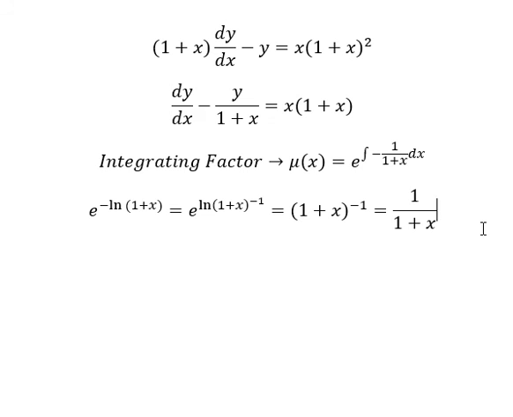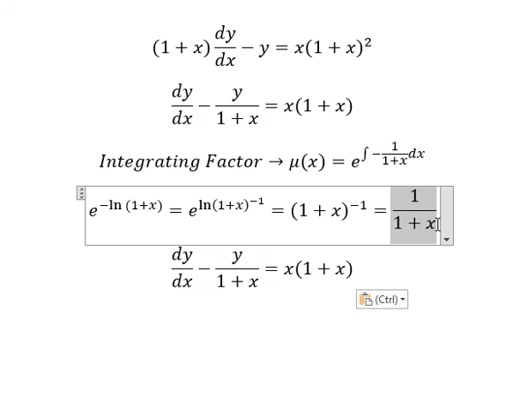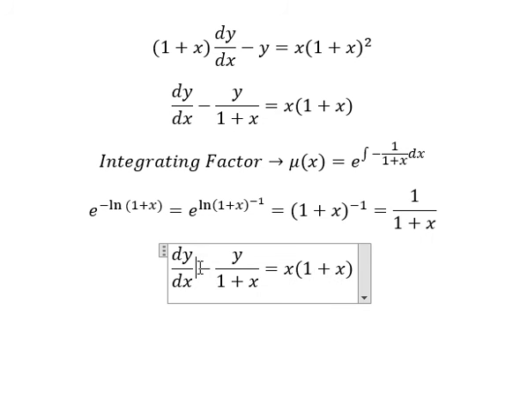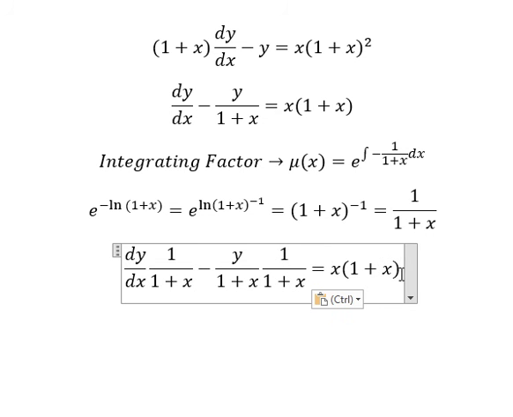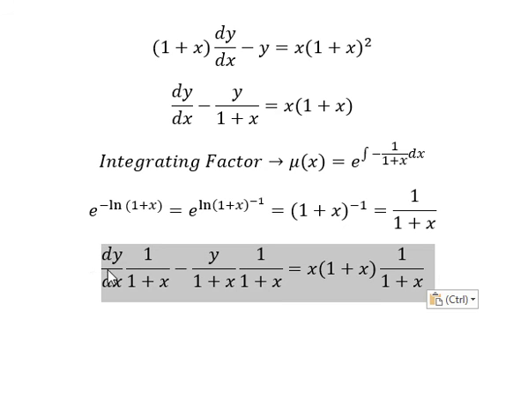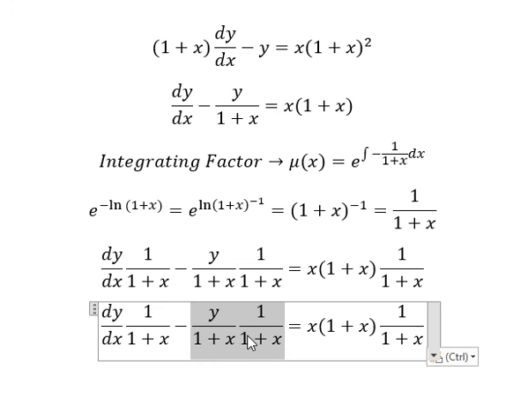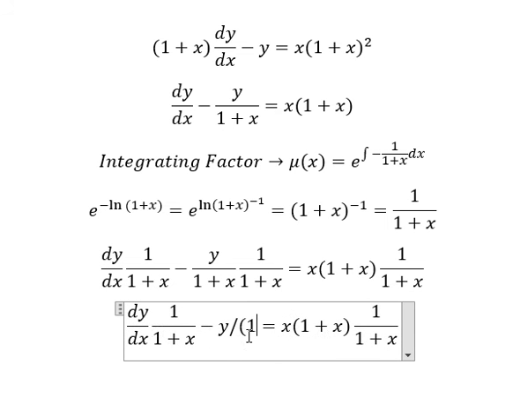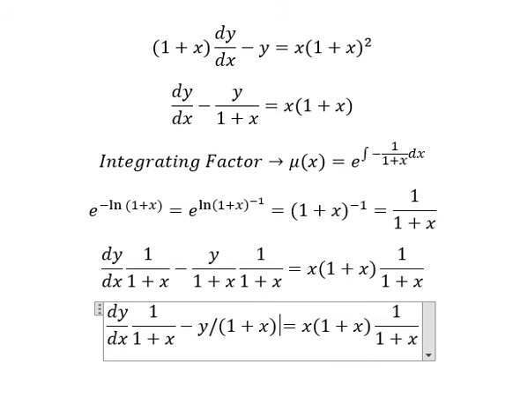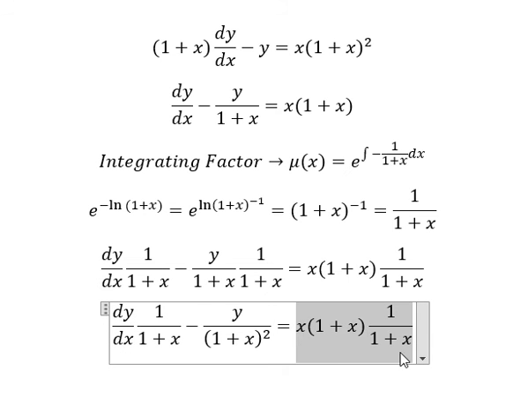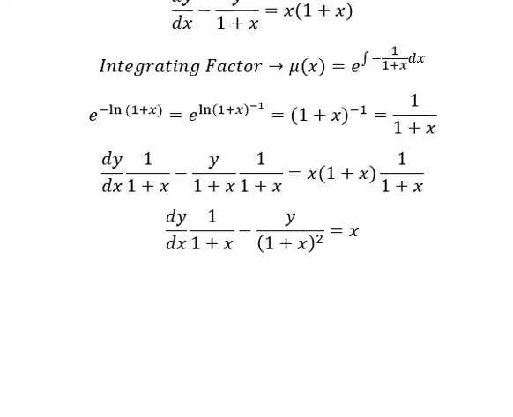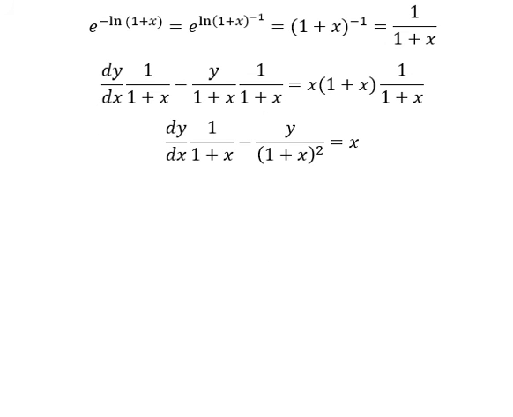So that means we multiply both sides by this one. So this one we have y over 1 plus s to the power of 2. This one we simplified and you get s. Next, we put the integration for both sides.